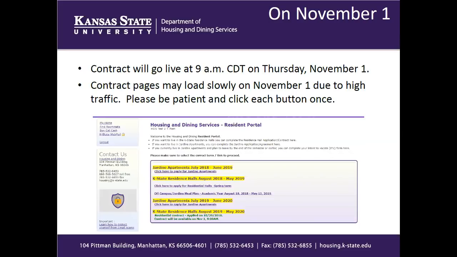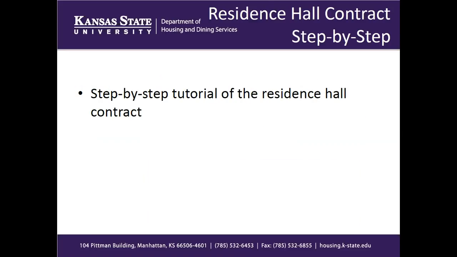If you've completed the housing application, when you log in to the resident portal, you will see something similar to the screen prior to 9 a.m. You will see your date of application and that the contract will be available at 9 a.m. Starting at 9 a.m., you can click refresh and you will be able to complete your Residence Hall contract.